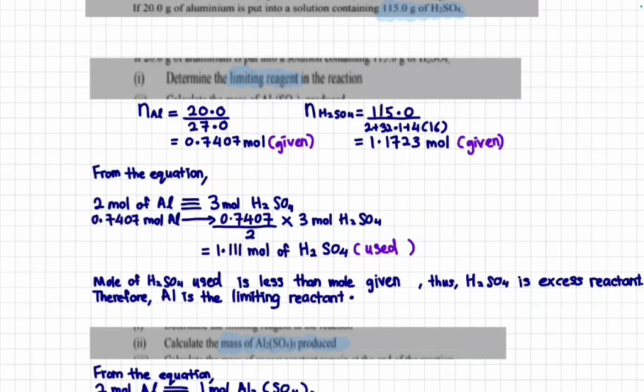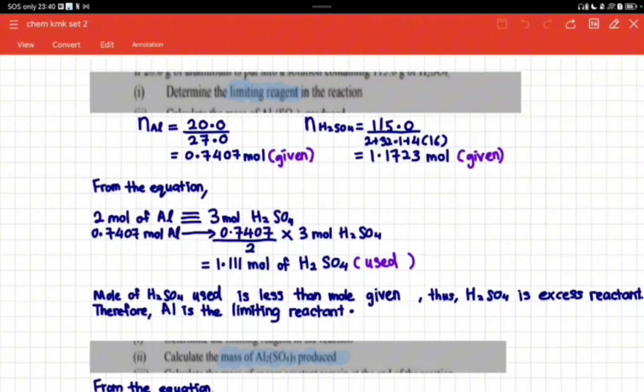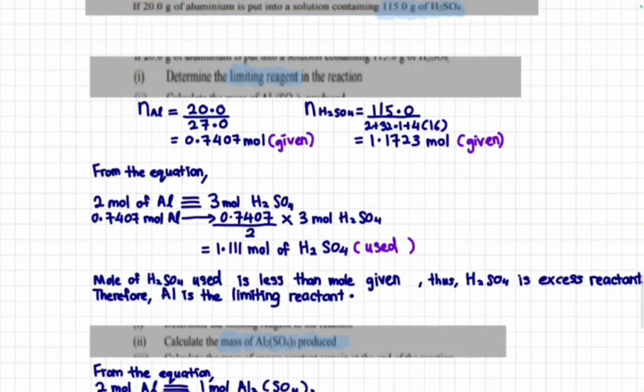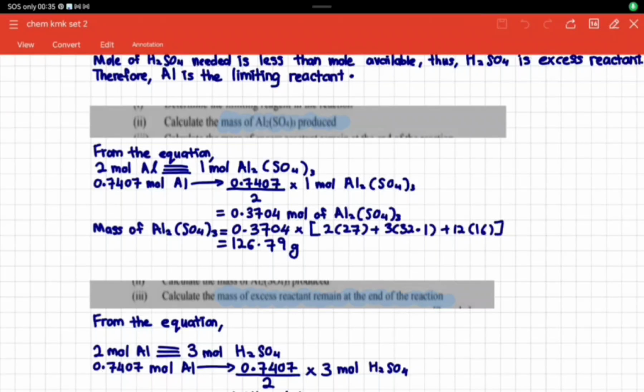Now we know that sulfuric acid is the excess reagent in this case. But the question is asking us to find the limiting reagent. So automatically we know that when one of the elements is the excess reactant, the other element is the limiting reagent. So now we know that the excess reagent is sulfuric acid, while the limiting reagent is aluminium. Now let's move on to the next question.